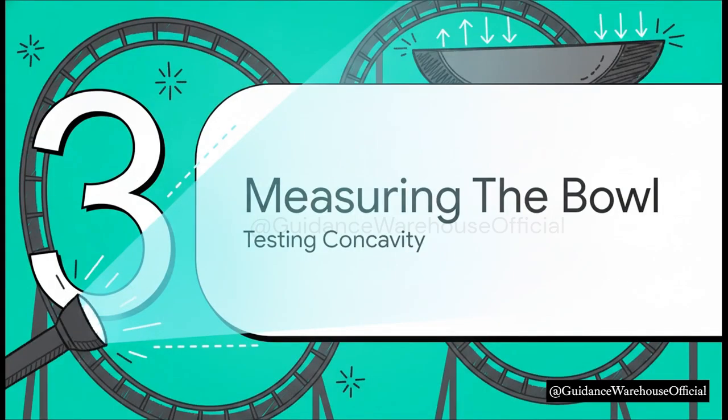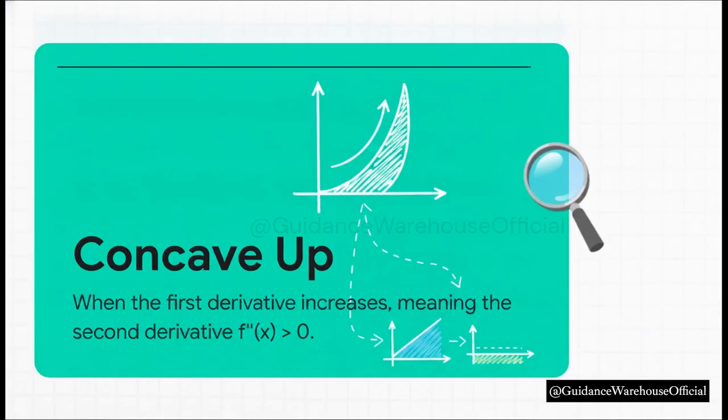Measuring the curve's bowl. So the first derivative gives us direction. We know if we're going up or down. But to truly see the shape of the track in the dark, we need to know how the graph actually curves. This brings us to a concept called concavity, and we test this not with the first derivative, but with the second derivative. When the second derivative of a function is positive, the rate of the slope is increasing, and mathematically, this forces the curve to open upward.